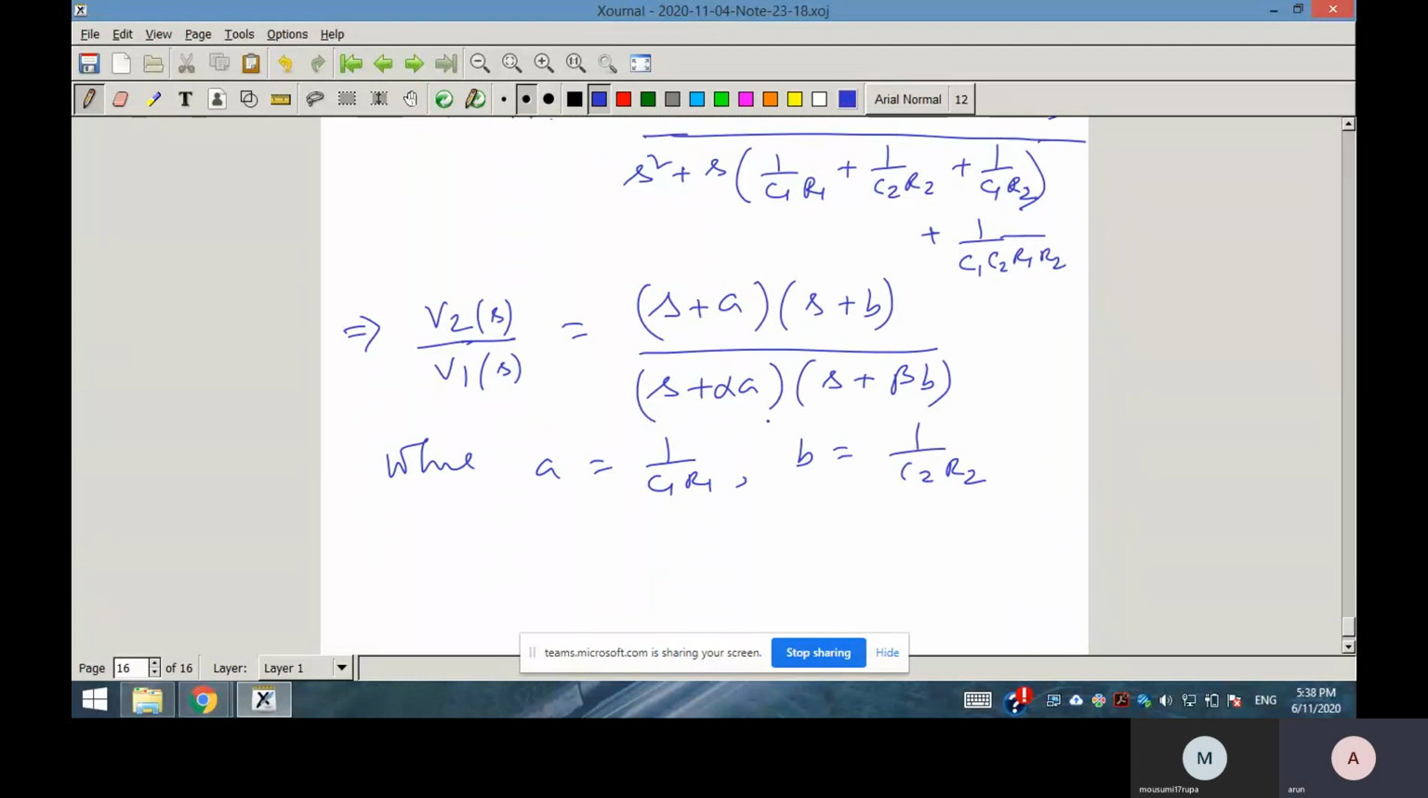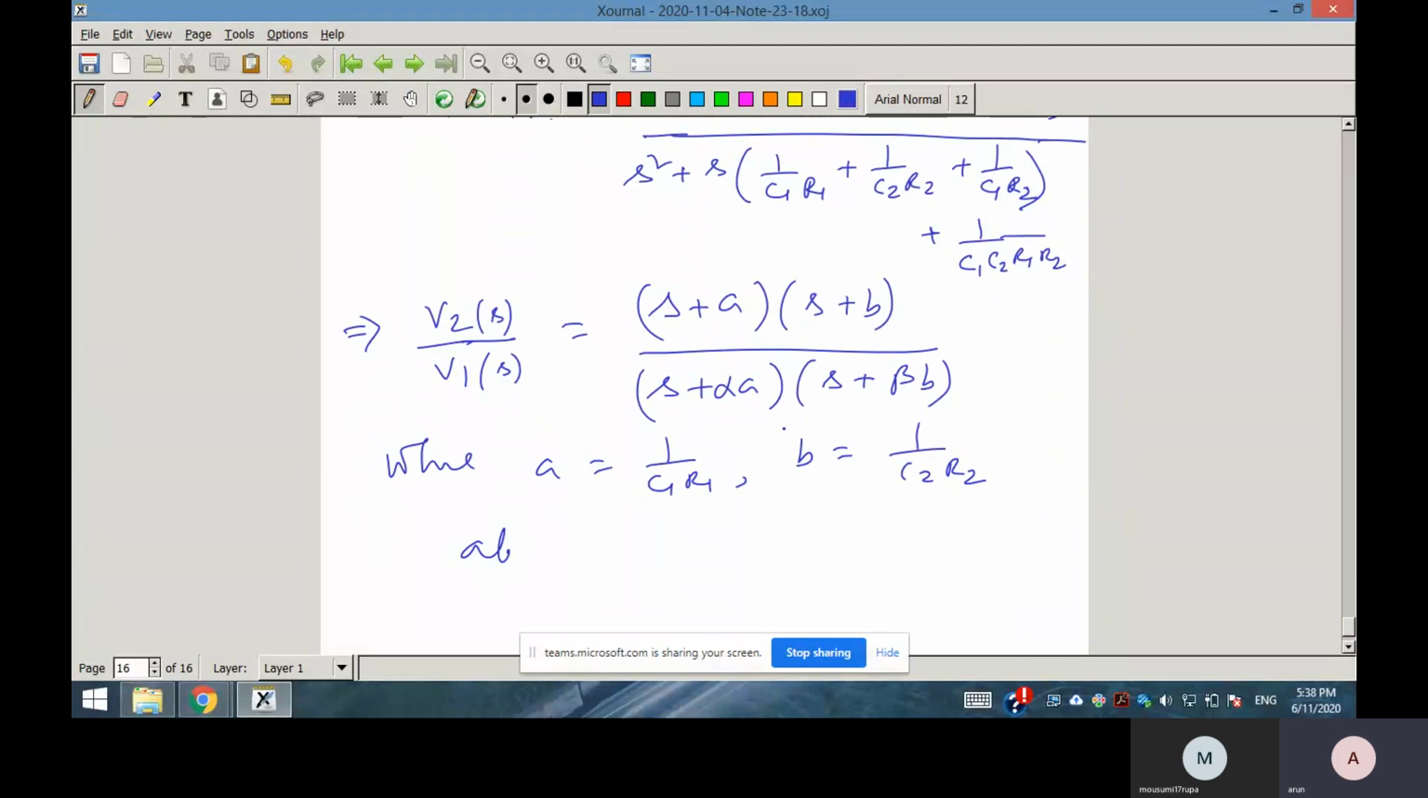Alpha beta is 1. So alpha beta into AB should be equal to 1 by C1, C2, R1, R2. So alpha beta equal to 1. So A into B is C1, R1, C2, R2 is satisfying. That is fine. Then 1 by then alpha A plus beta B.